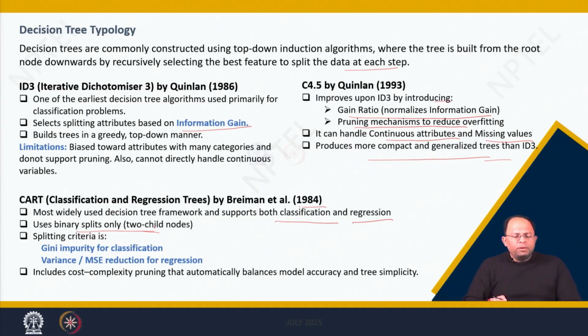And the splitting criteria over here is Gini impurity for classification and variance or MSE reduction for regression. So in 2 different cases, as per the classification or the regression task, we will choose 2 separate approaches. And it also allows us to do pruning. It includes a cost complexity pruning algorithm that automatically balances model accuracy and tree simplicity.